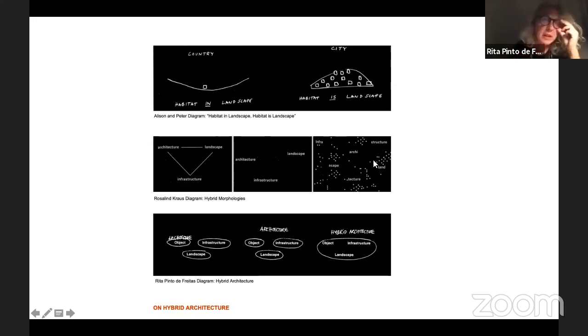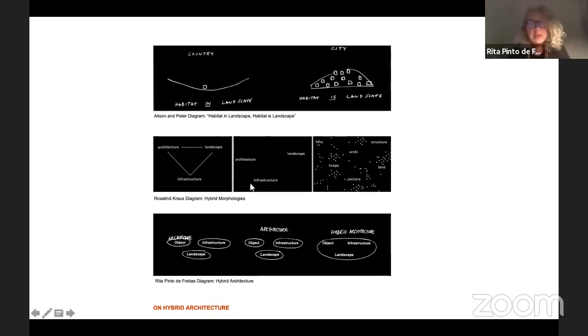We can see the first diagram from Alison and Peter Smithson, where we can see habitat in landscape, habitat is landscape. This was done in the 60s and was something kind of revolutionary, when the architects said, attention, the built tissue is also landscape. Landscape is not only green and nature, we are building landscapes, but still architecture is architecture.